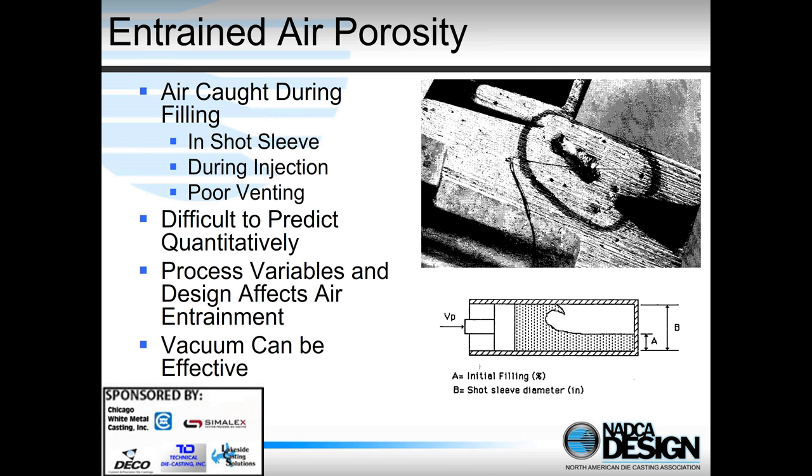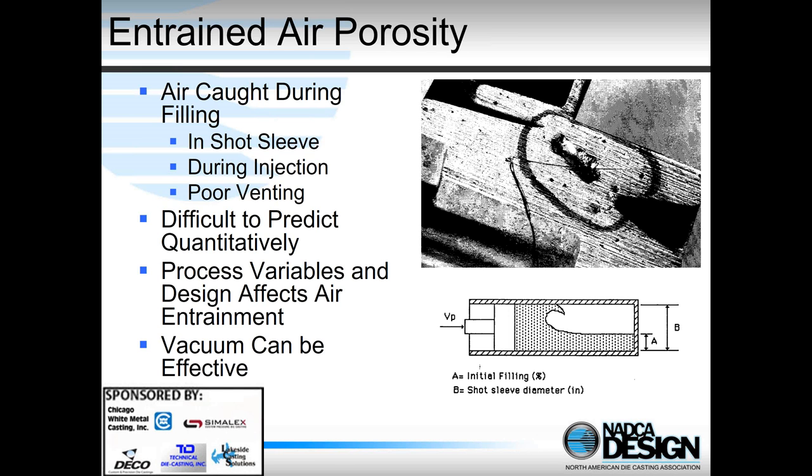Let's talk about entrained air. We talked a little bit about this in the last webinar. In the picture on the top right, there's a large gas pore that shows an example. Air can become trapped at many locations during die casting: in the sleeve, in the runner, during the filling of the cavity itself. And so we can adjust process parameters to try and minimize air entrapment.